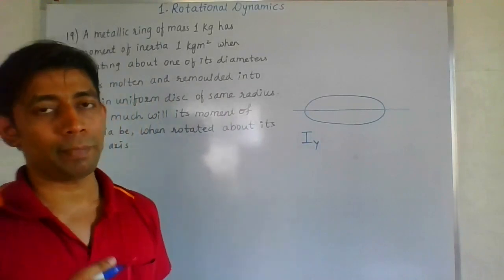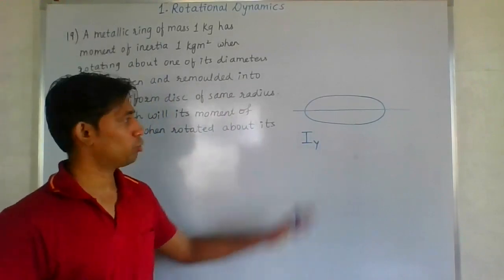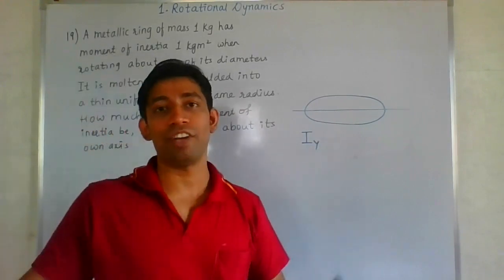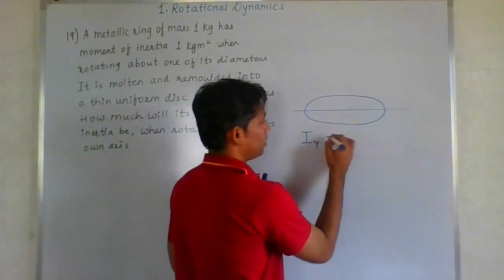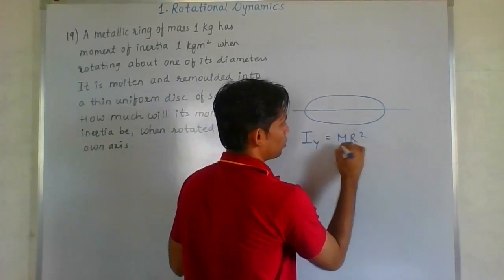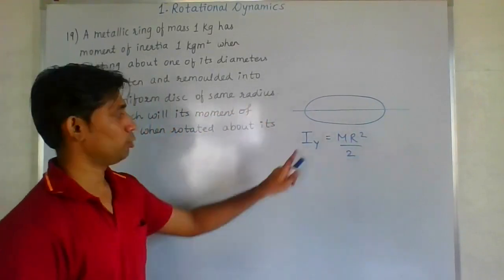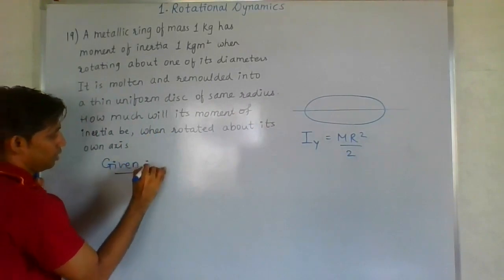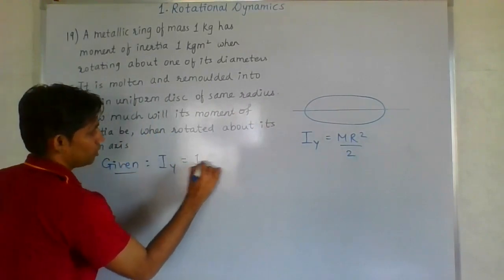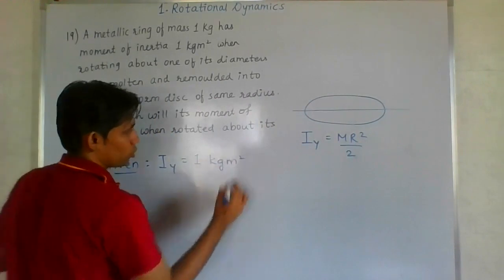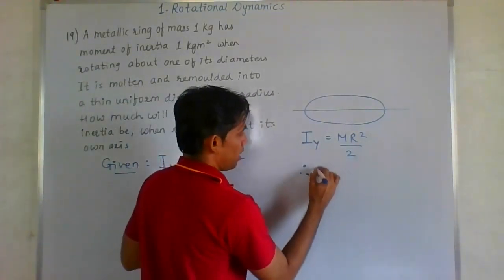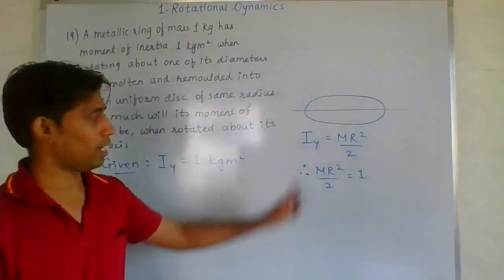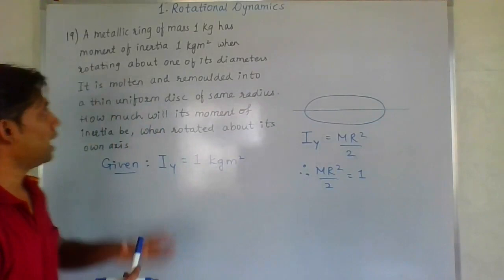And you can observe my lecture number 11, where I have covered all of this about moment of inertia about different axes. So about a diameter, the formula is mr square by 2, okay? And its value is given in the question, which is 1. Iy value is given as 1. So I can write, therefore, mr square divided by 2 is equal to 1. Iy's value 1 is substituted. Okay? Did you understand up to here?